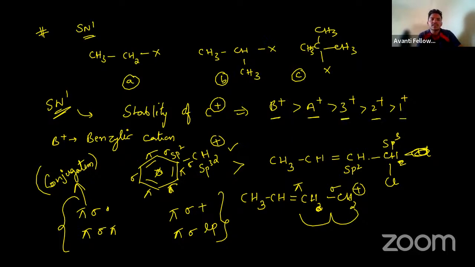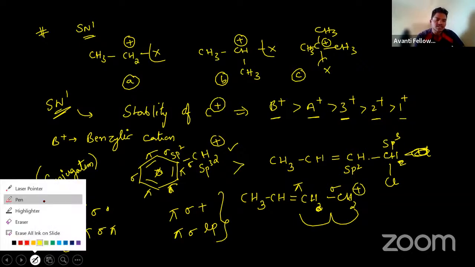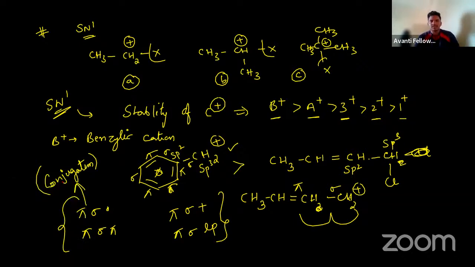Now, after removing these halogens from here, you are going to get a positive charge on these particular carbons. This carbon is attached to one carbon, so this is a primary carbocation, and this is attached to two carbons, so it is a secondary carbocation.